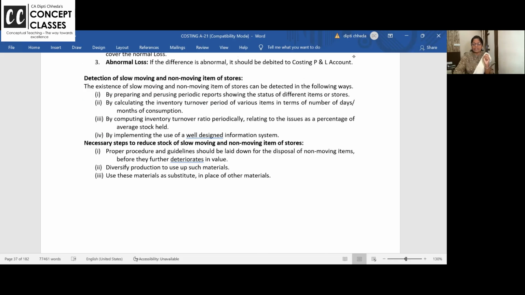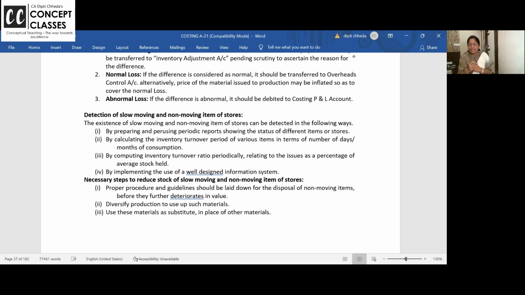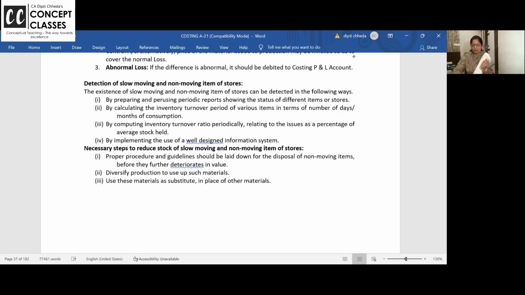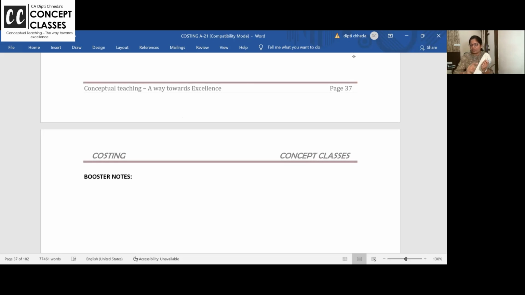How to deal with slow moving and non-moving items by preparing statements and all. That is a simple theory question. So you're getting problems related to EOQ and stock levels for working out, and those extra problems which I mentioned for inventory and all, do them from the institute study material. Any doubt you have in study material problems, past exams, mock tests, my material, do message me.